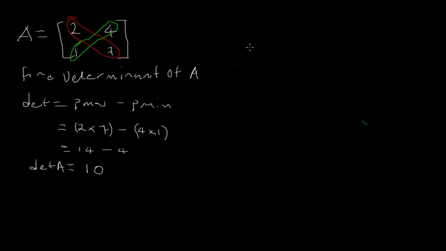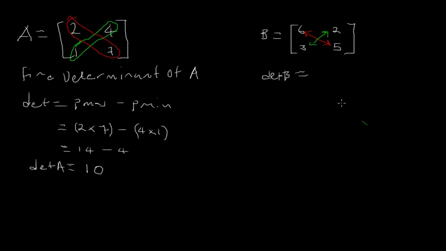Okay, another example. Let's say you've been given matrix B. Matrix B has 6, 3, 2, and 5. And you're asked to find the determinant of matrix B. So the determinant of B is given by, what values do we have in our major diagonal? This is our major diagonal. And what values do we have in our minor diagonal? This is our minor diagonal.